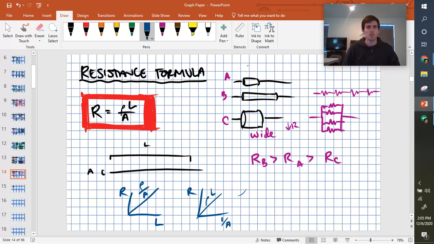So that's basically what we're doing with the resistance formula. You should not ever use this with anything involving a circuit. You would only use this if they're asking a specific focused question about a wire of different thicknesses and things like that.